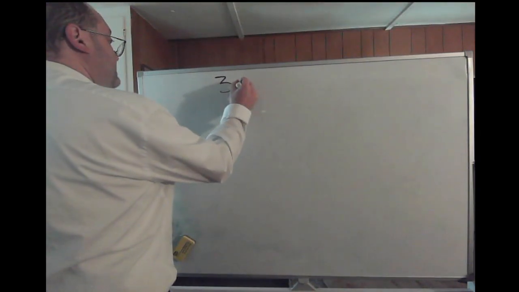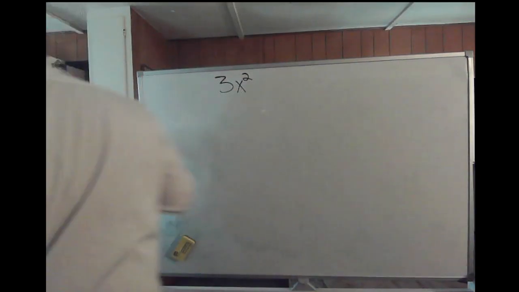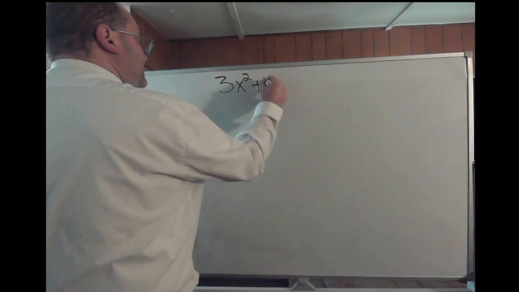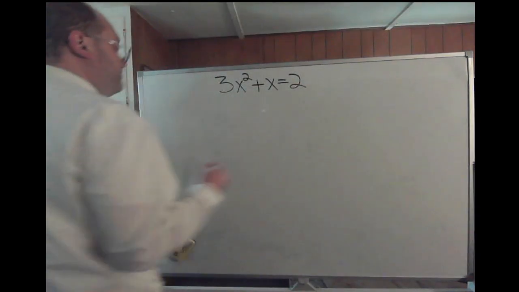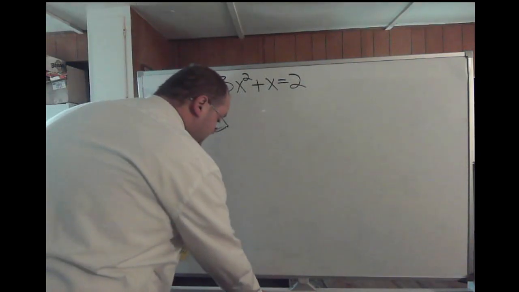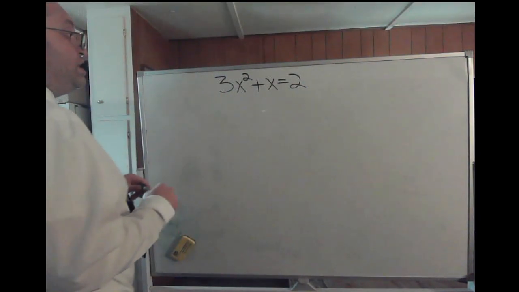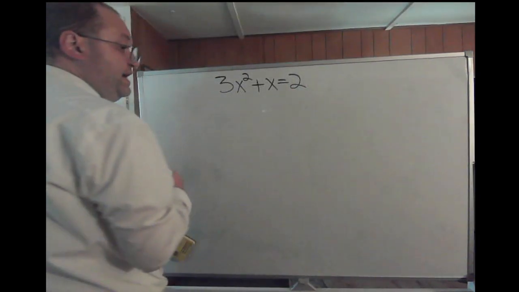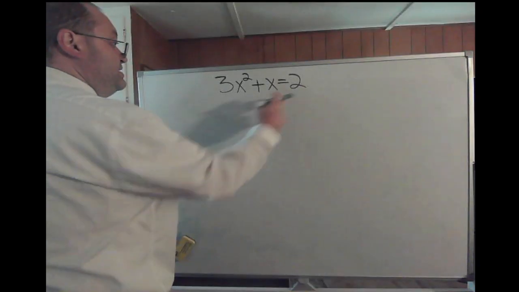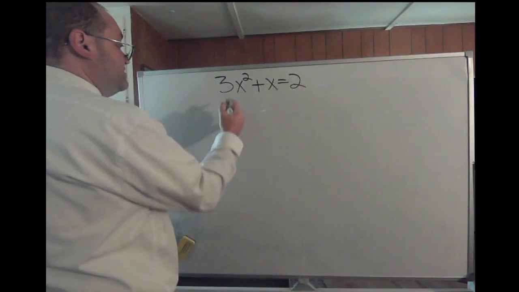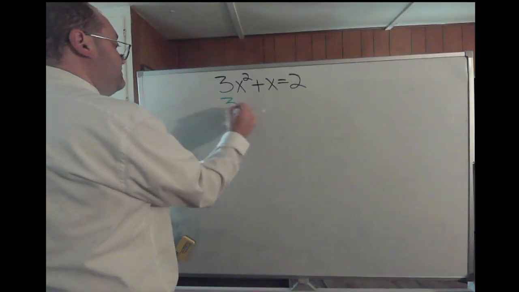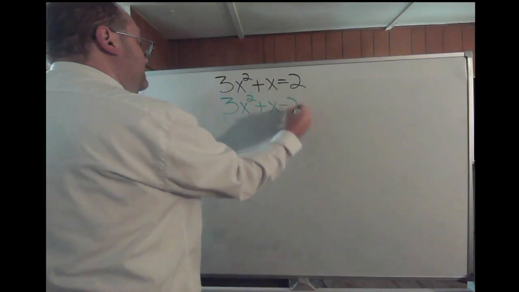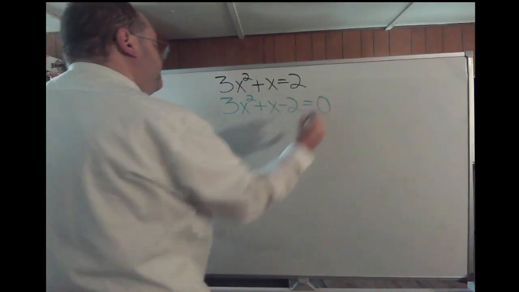Alright, we got 3x squared plus x equals 2. Well, that 2 has to disappear out of the right-hand side. The right-hand side's got to become 0, so we got to subtract 2 from both sides. So what you would get if you did that is 3x squared plus x minus 2 equal to 0.